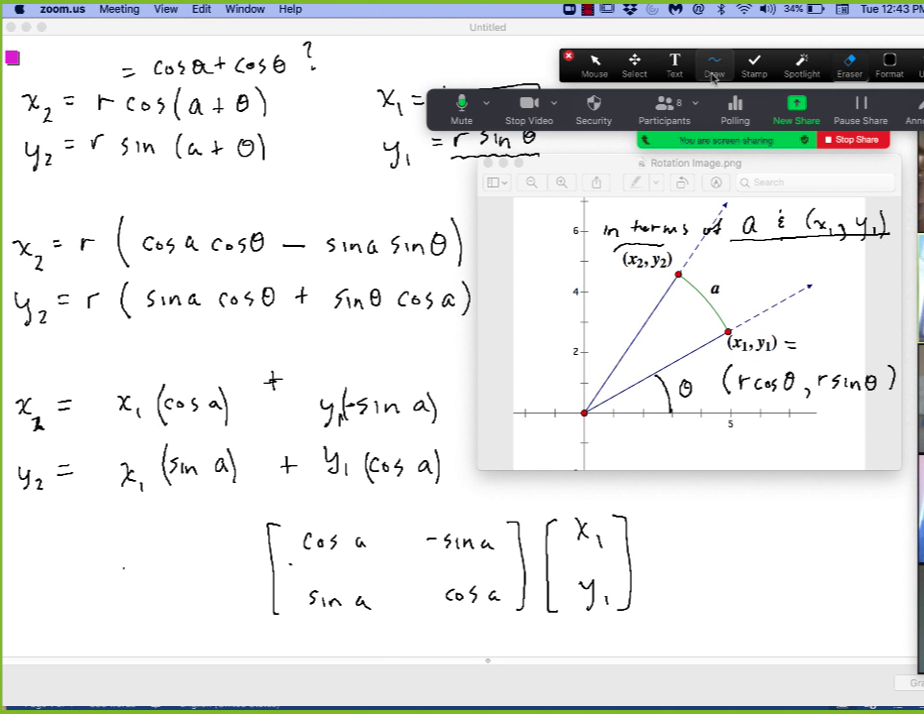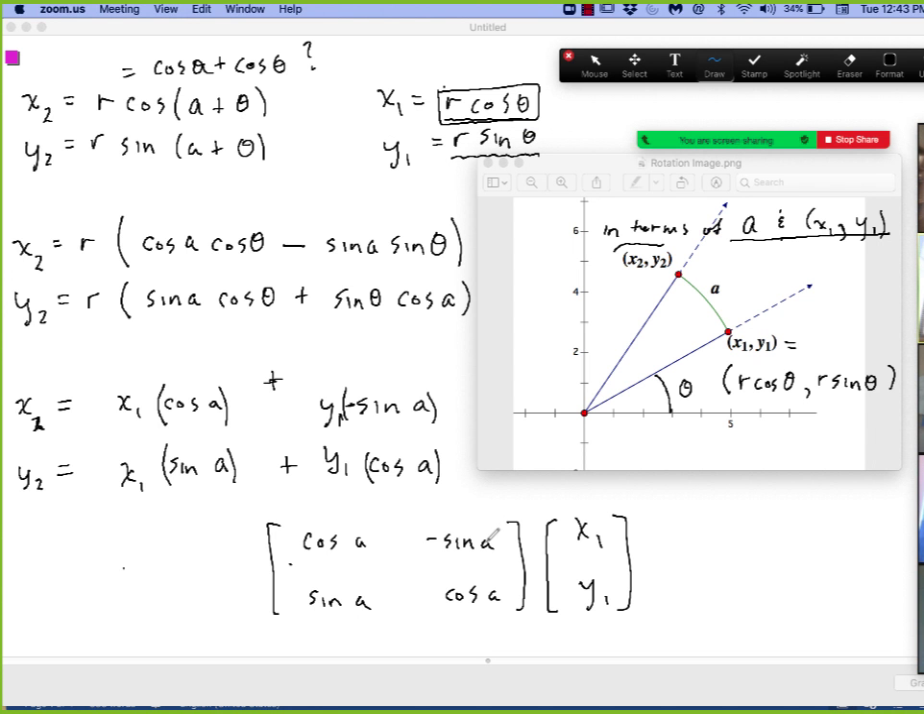So let's check it. Ready? You go across the row and down the column, and you multiply and add. Hopefully everyone at least remembers this, or at some point you did this. Cosine A times x1 minus sine A times y1. Is that what we have? Yep. And what does that equal? Across the row, down the column, that equals x2.